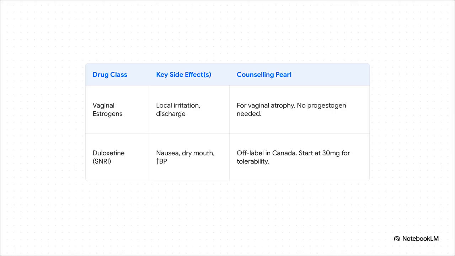Now, when we do turn to medications, the options are pretty limited and very specific. For vaginal estrogens, your key counseling point is that this is for postmenopausal patients who also have vaginal atrophy. And super important, they don't need a progestogen with it.